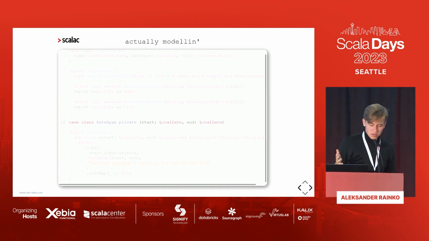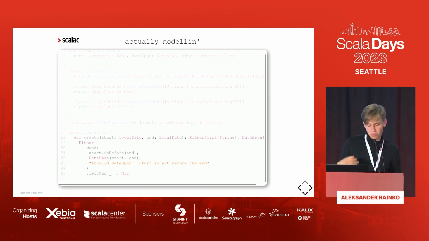But then datespan is not a new type. It's just a regular case class that has a private constructor and that exposes a smart constructor that does, once again, some kind of validation. In this case, it just checks that the start local date is before the end date. And if it fails, you give some kind of error message.